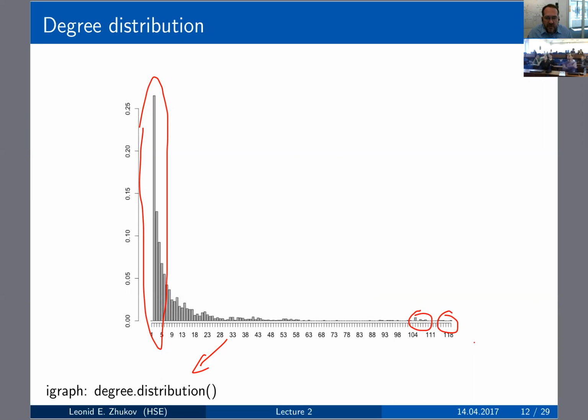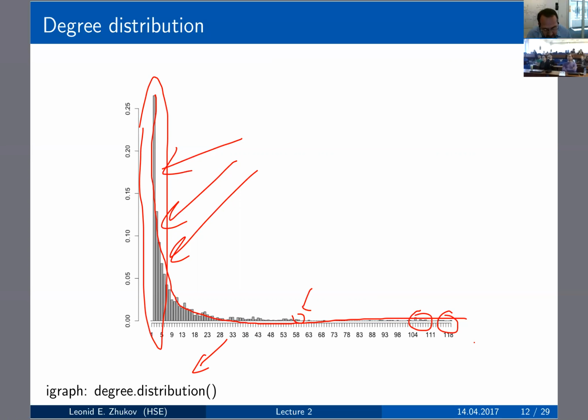Also notice the interesting shape of this degree distribution. It starts very high, then drops down and becomes very, very small. Which means there is a high probability of the nodes having those degrees. The majority of the nodes have degree 1, 2, 3, 4, 5, but then it drops strongly, almost to 0. And then we just have a few nodes with degree 58, a few nodes with degree 43, and a few nodes with degree like 104, or 110, 118.